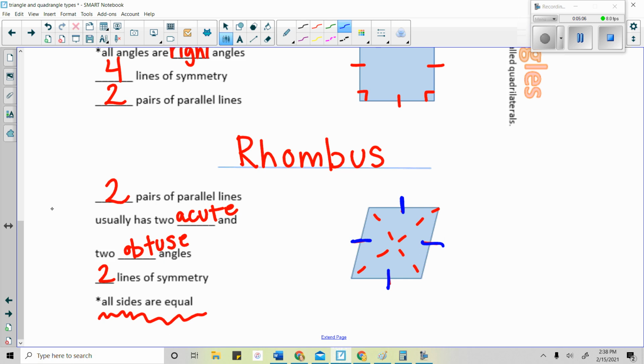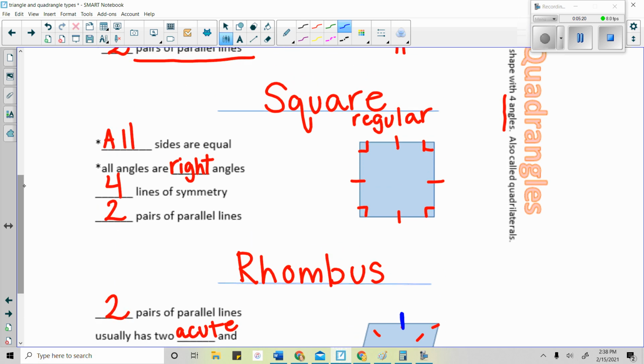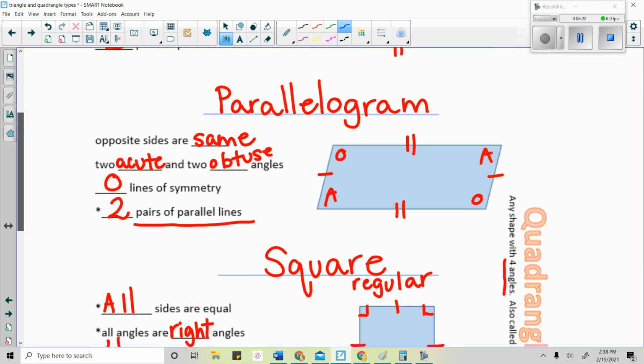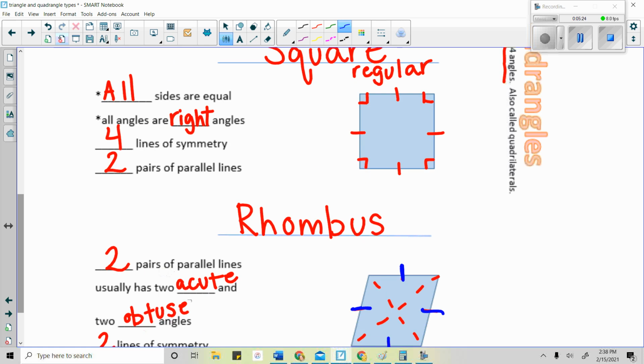So technically, a square is a rhombus, but this rhombus is not a square because it doesn't have the 4 right angles. But this rhombus could be classified as a parallelogram as well. So a lot of what we're doing is going to be cross-classifying shapes, so seeing which categories they could fit into according to their definitions.